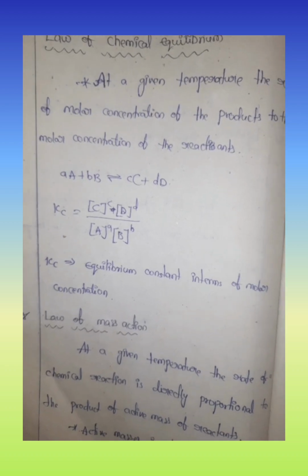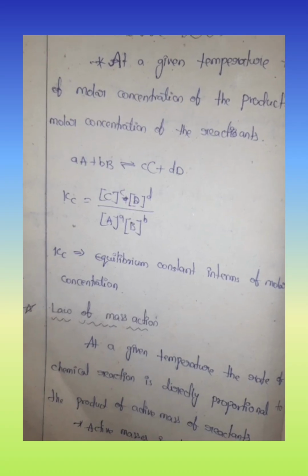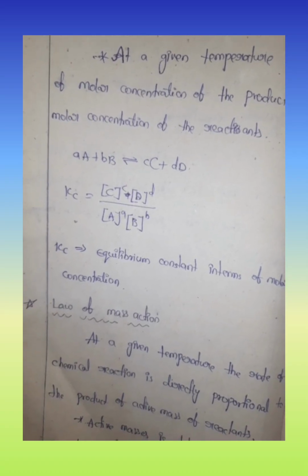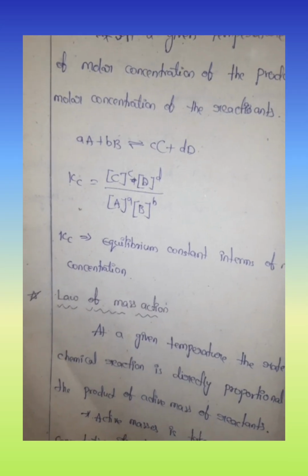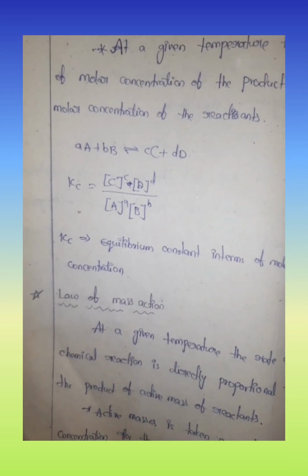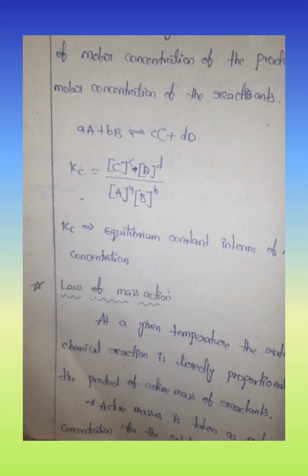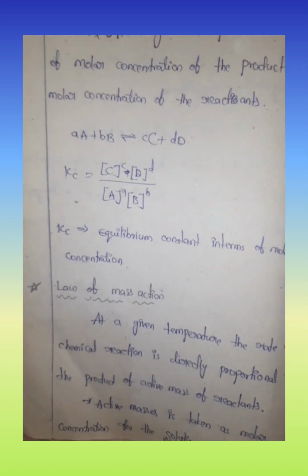Equilibrium constant Kc in terms of molar concentration. For the reaction small a capital A plus small b capital B in equilibrium with small c capital C plus small d capital D, the equilibrium constant in terms of molar concentration, Kc, equals product concentrations divided by reactant concentrations.